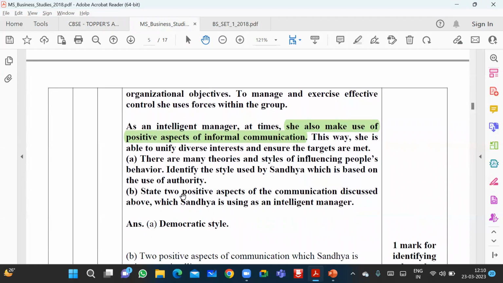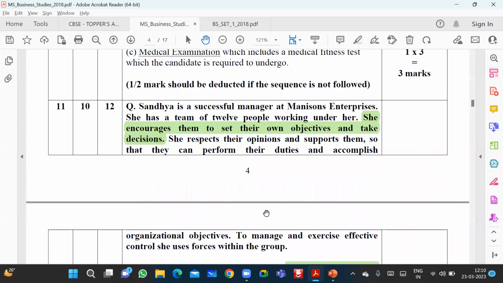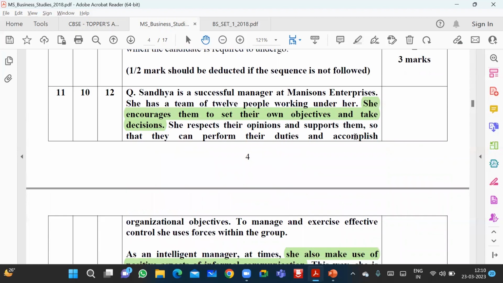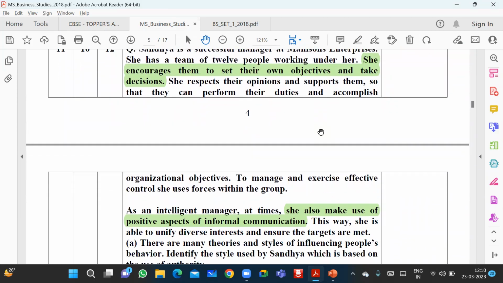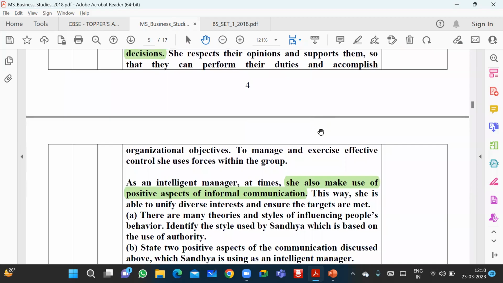Then you have to write the two positive aspects of the communication discussed above, which Sandhya is using as an intelligent manager. We are not going through the entire question, just having a look at the key lines. She encourages them to set their own objectives and take decisions. So this line belongs to your democratic style of leadership. So the answer to the first question is democratic style. And then the positive aspect of the communication she uses: she also makes use of positive aspects of informal communication. It means informal communication is given to you.